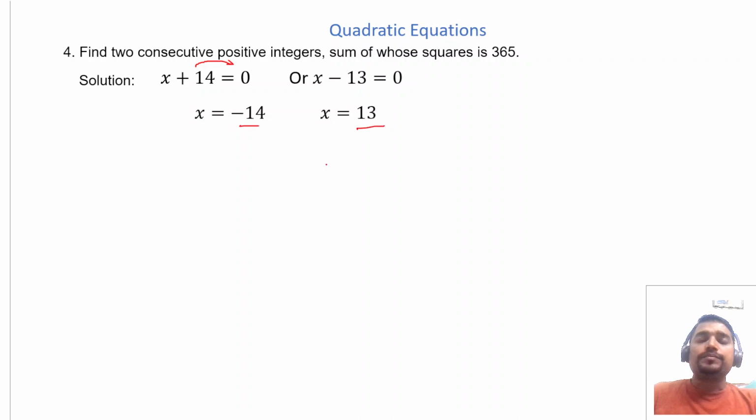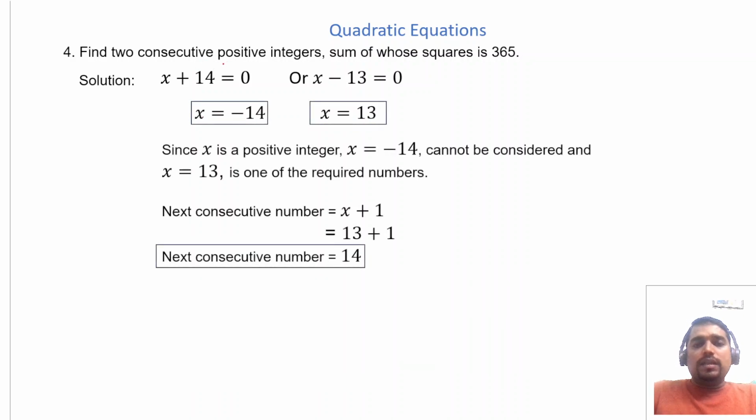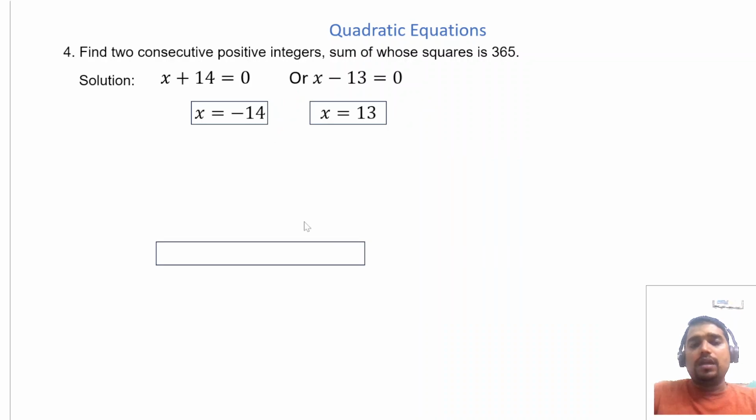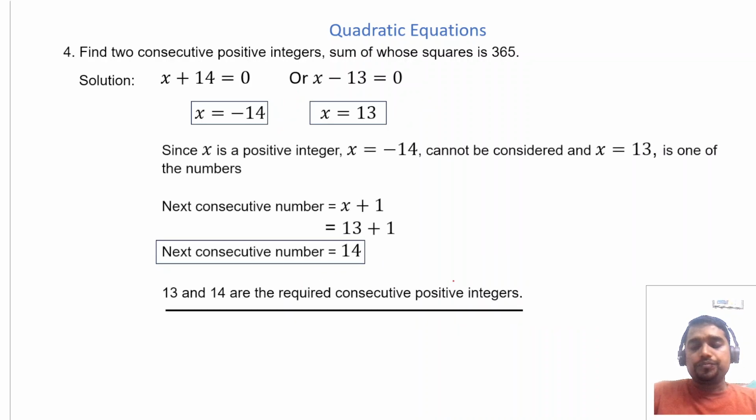Now, since we wanted consecutive positive integers, that is the integers to be positive, x equal to minus 14 cannot be considered as it is negative. Therefore, this cannot be considered, and x equal to 13 is the answer which is required, that is one of the numbers. The next consecutive number would be x plus 1, that is 13 plus 1 is 14. Therefore, the required numbers are 13 and 14, which are the required consecutive positive integers.